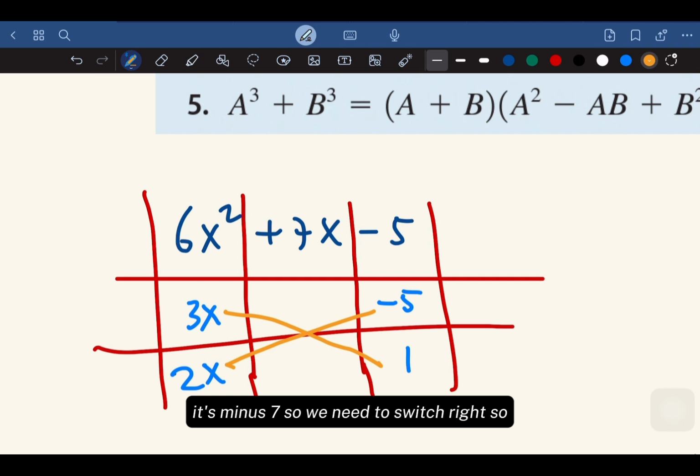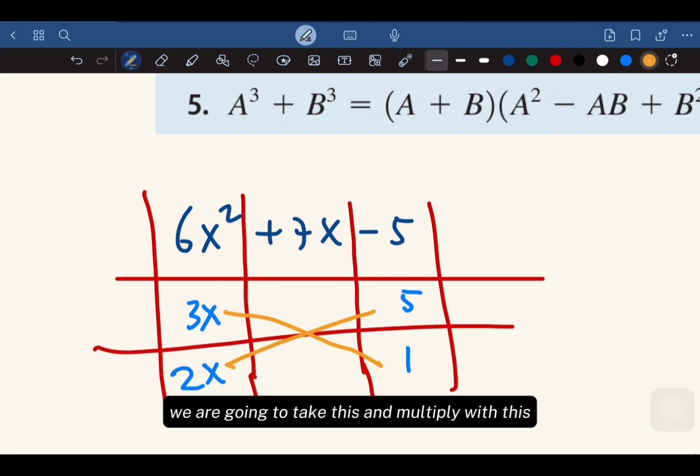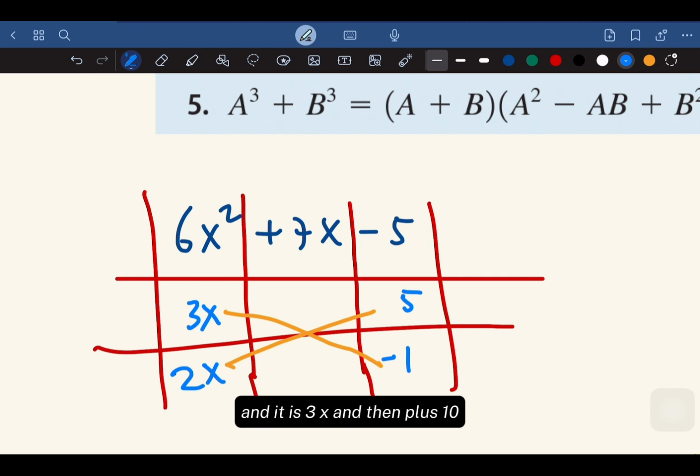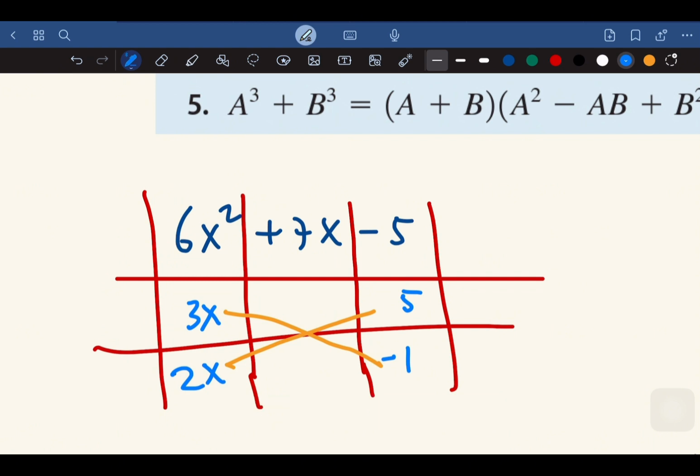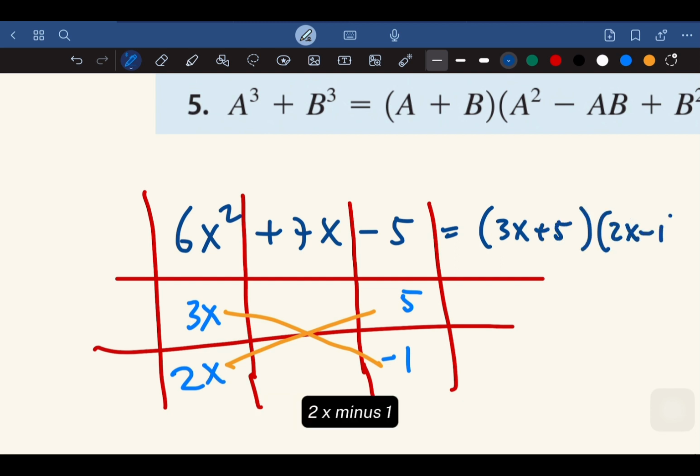So we need to switch, right? So we are going to take this and multiply with this. And now we have the correct one, right? We have 2x, -3x, and then plus 10. So plus 10 minus 3 is 7. So this is our factor. So we can write that this will be equal to (3x plus 5)(2x minus 1).